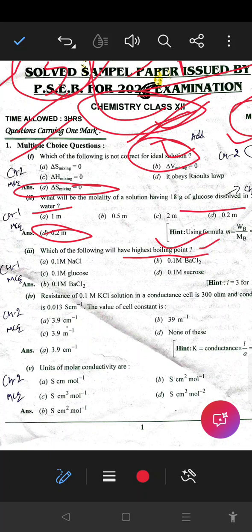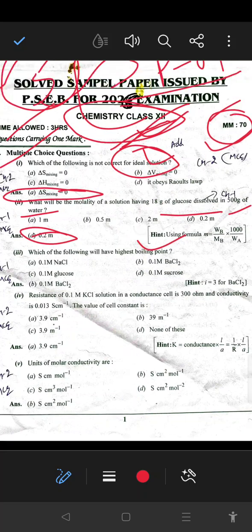As we know, in the first option the van't Hoff factor i is equal to 2 ions, and in barium chloride 3 ions, glucose only 1 and sucrose also 1. So i equal to 3 is the right answer. So option B is the right answer.